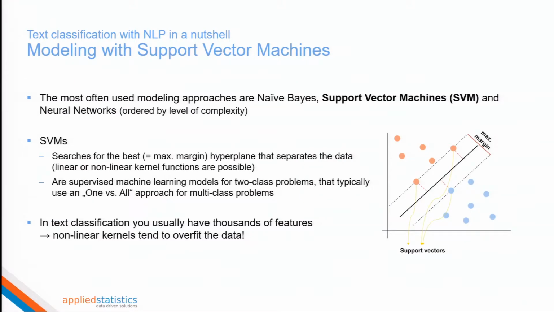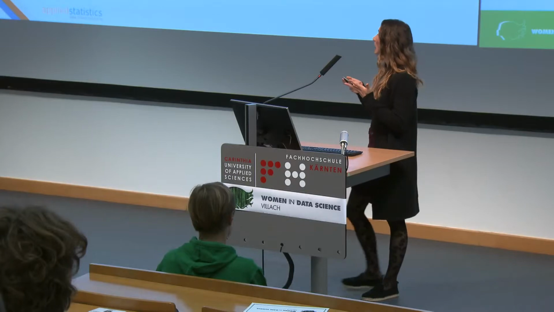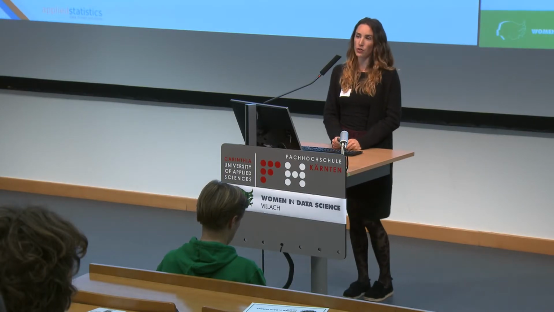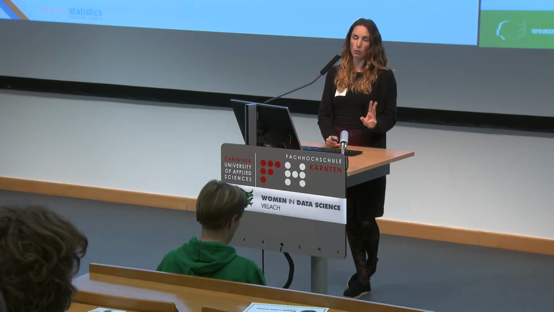Once your features are done, you of course go on with the modeling. If you start looking in the text classification literature, there are basically 3 models that you will most often encounter.